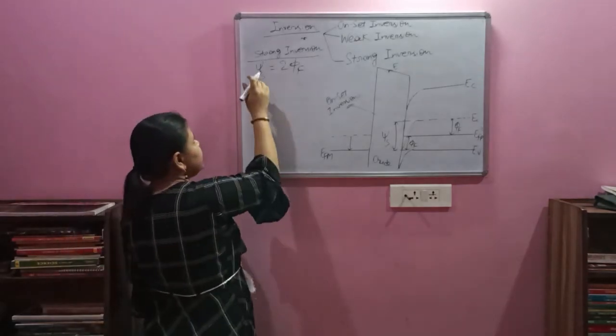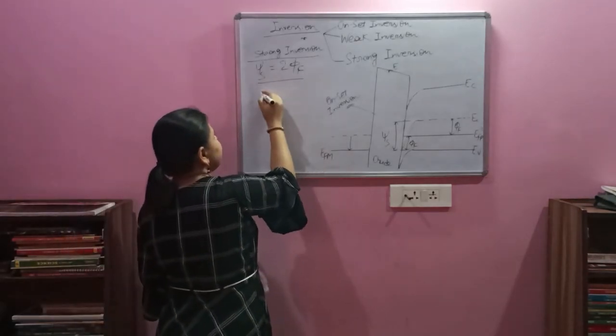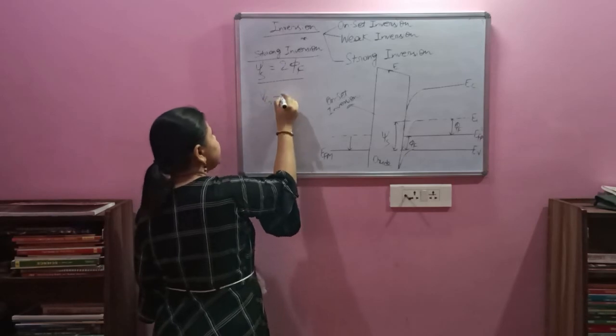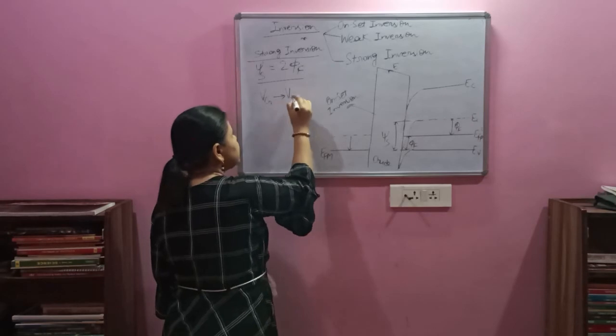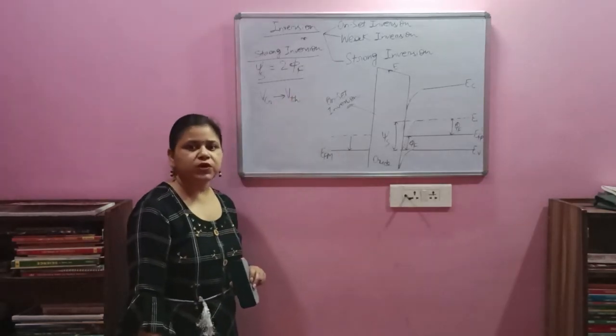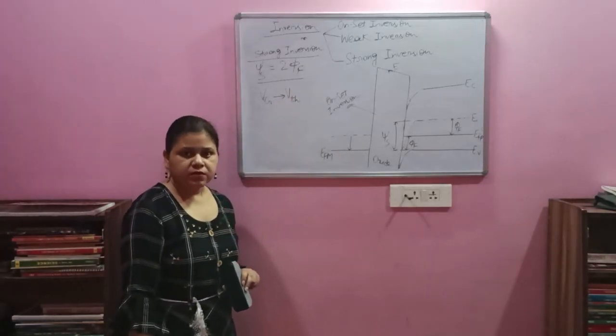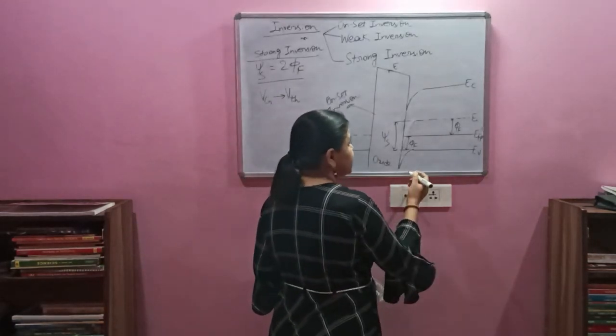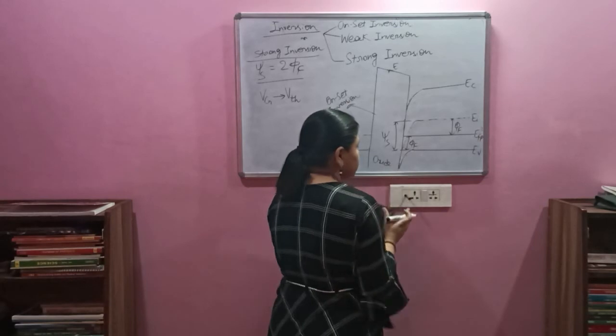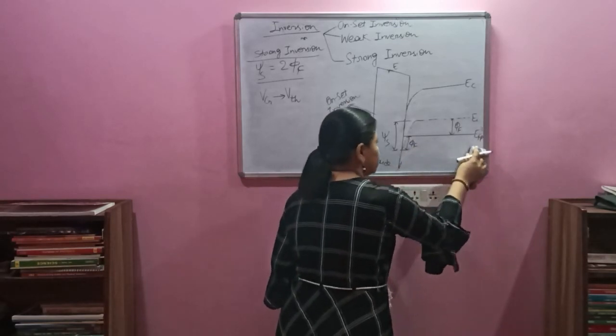So basically at this condition, whatever be the value of the applied gate voltage, that will set the value of the threshold voltage of the device. Clear? And now why is it known as inversion? Now you will see this structure. Just have a look at this structure again.